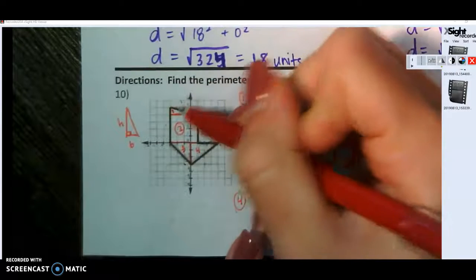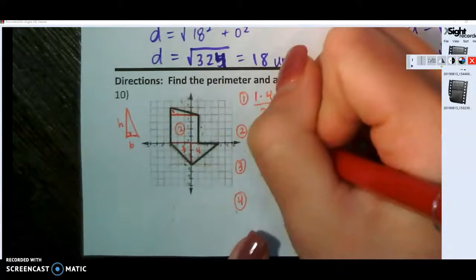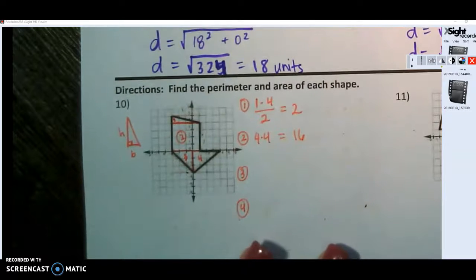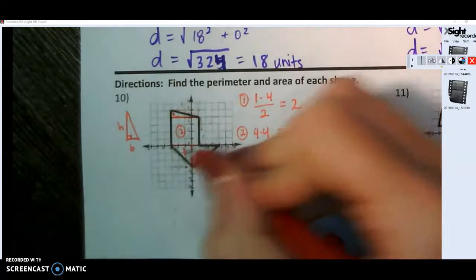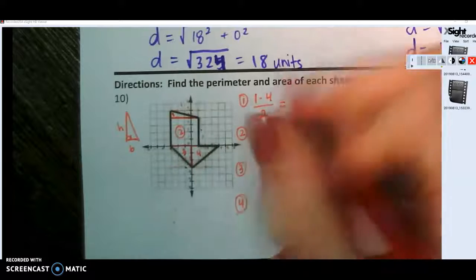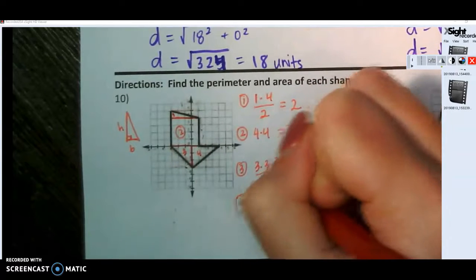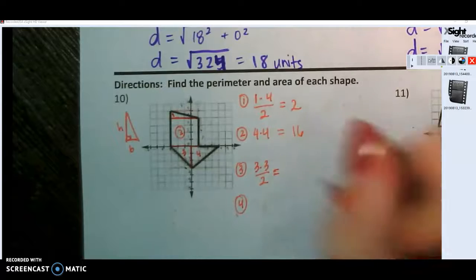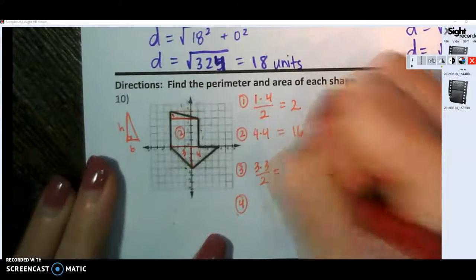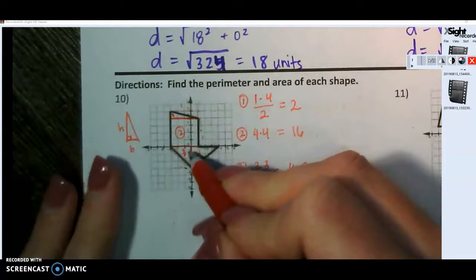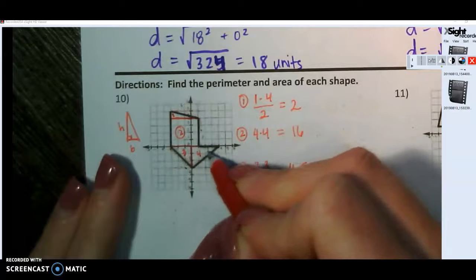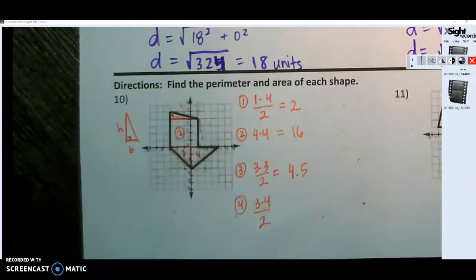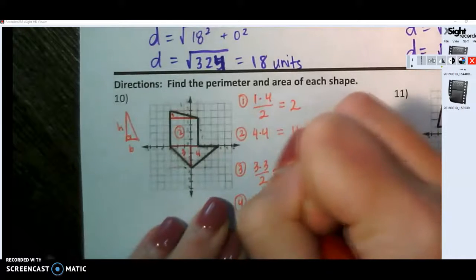For the second area, it looks like it's a square. It's a 4 by 4. So 4 times 4 is 16 square units. Let's go to this right triangle. It looks like the base is 3, the height is 3. So 3 times 3 divided by 2. That's 9 divided by 2, or 4.5. And for this one, the base is 3, but the height is 1, 2, 3, 4. So 3 times 4 divided by 2. And that's going to give us 6.